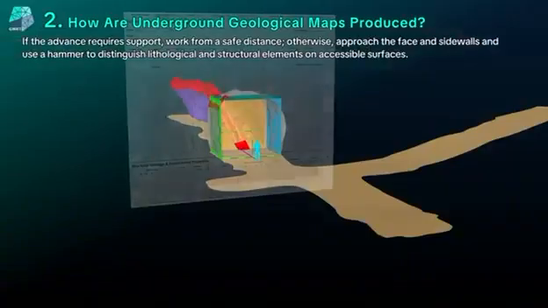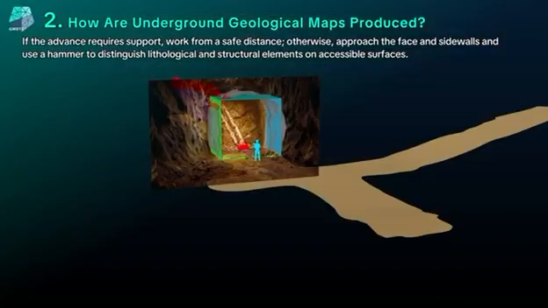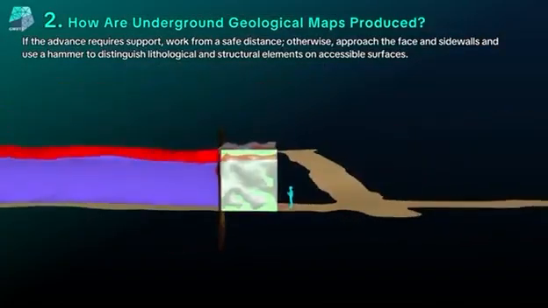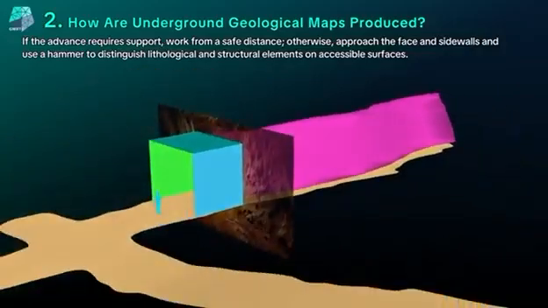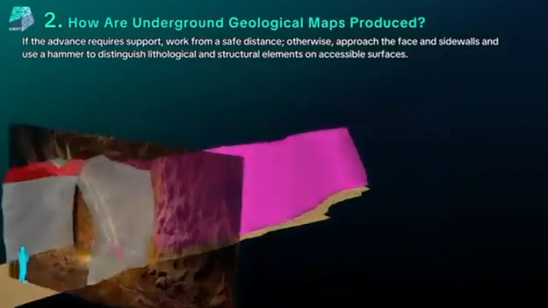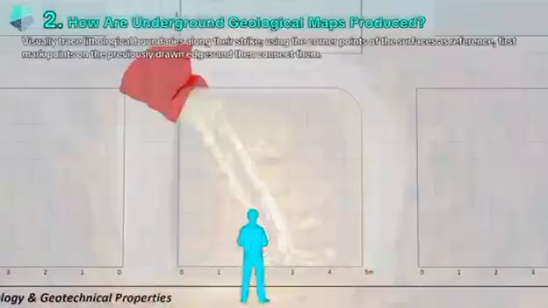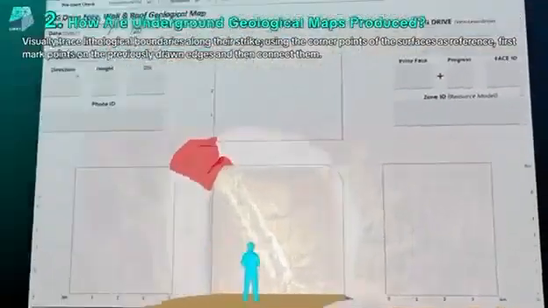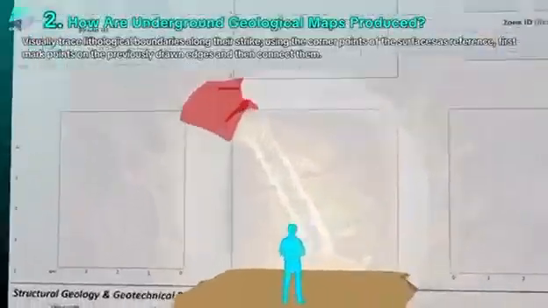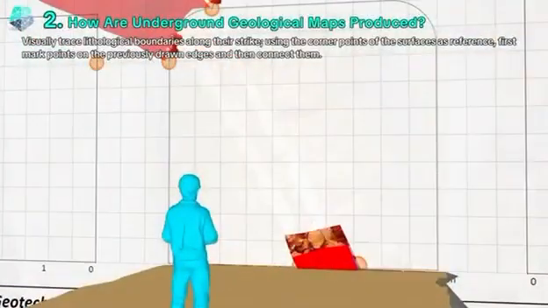If the advance requires support, maintain a safe distance. If not, approach the face and sidewalls and use a hammer to distinguish lithological and structural elements on accessible surfaces. Visually trace lithological boundaries along their strike. Using the corner points of the surfaces as reference, first mark points on the previously drawn edges and then connect them.